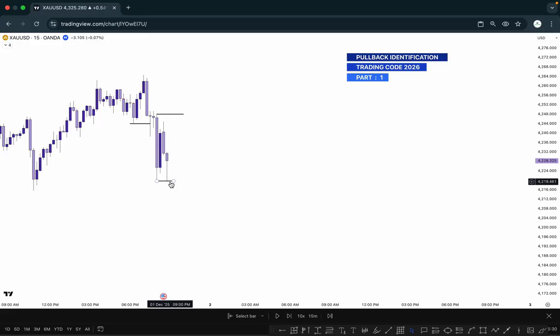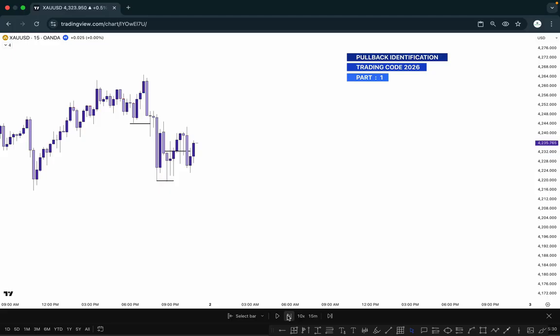In case the market creates an equal low or breaks this low, we can consider our recent candle high. If the market breaks it, we can confirm this one as a valid pullback. If not, you have to wait for it. In this case, we can say clearly that the market broke the previous candle high, so we can confirm this one is our valid pullback here. And let's see what happens next after this one.